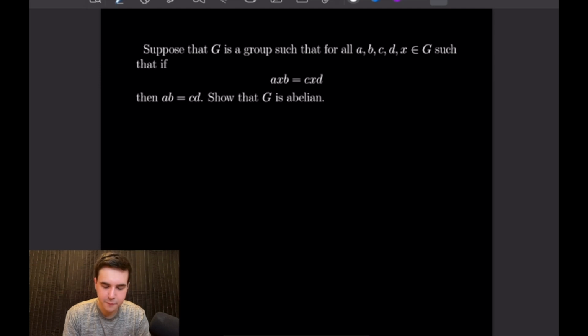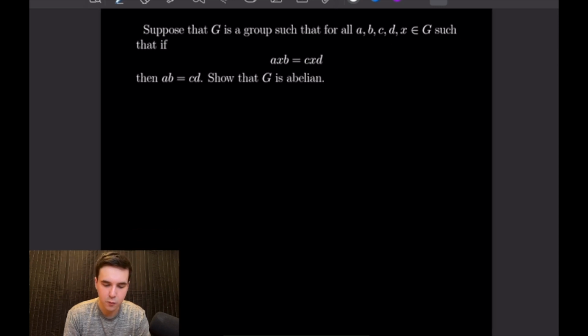So for this problem, we want to suppose that G is a group such that for all A, B, C, D, and X in G, we have that if A times X times B is equal to C times X times D, then AB is equal to CD. And what we want to show is that G is abelian. So what we really have here is a group where we have this middle cancellation property. So we're going to use that to our benefit here to show that G is abelian quite easily.